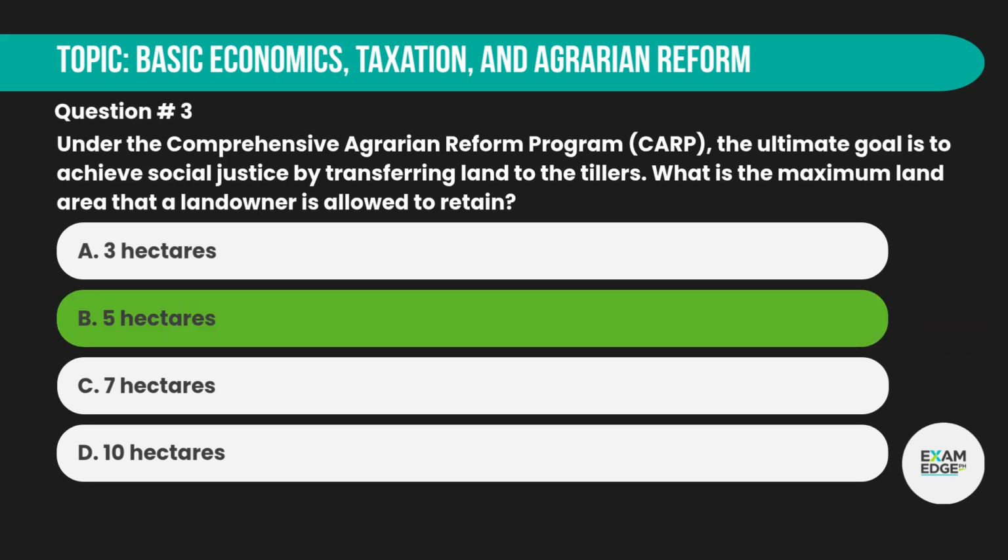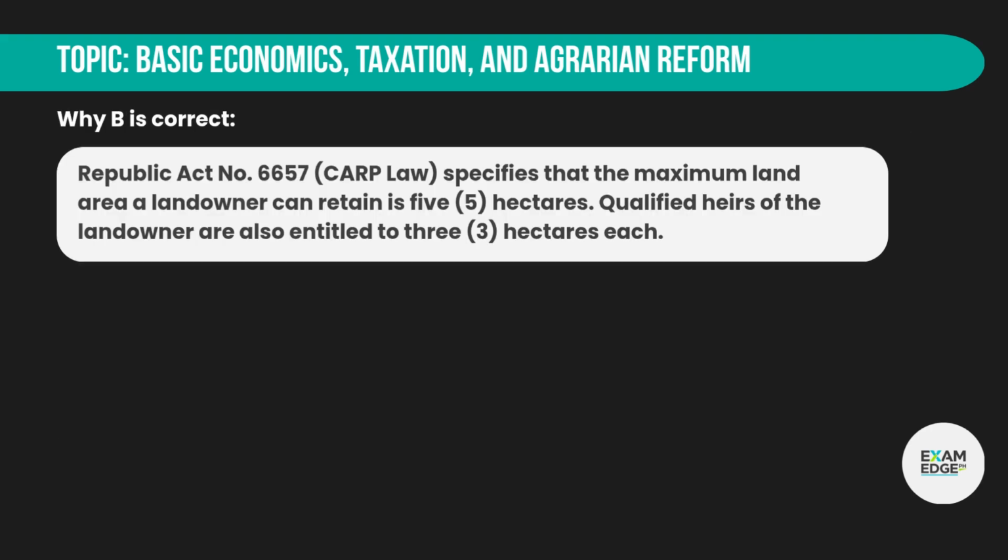Correct answer: B. 5 hectares. Why B is correct? Republic Act No. 6657, CARP Law, specifies that the maximum land area a landowner can retain is 5 hectares. Qualified heirs of the landowner are also entitled to 3 hectares each.